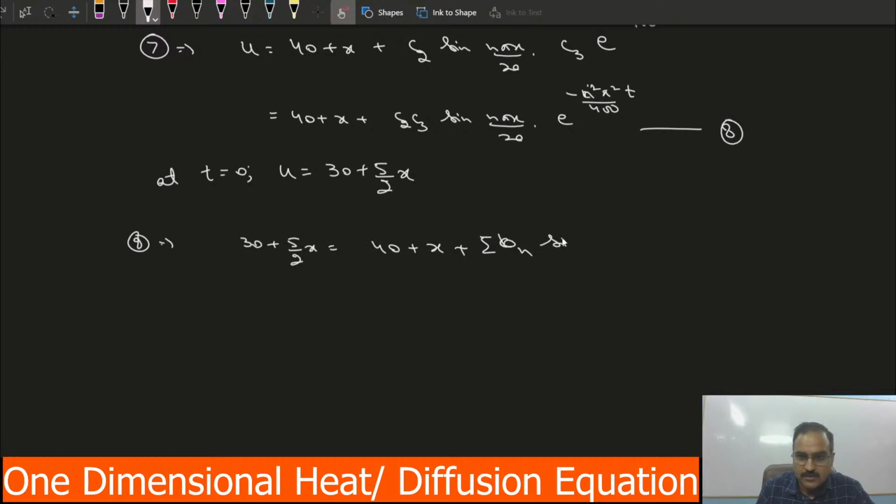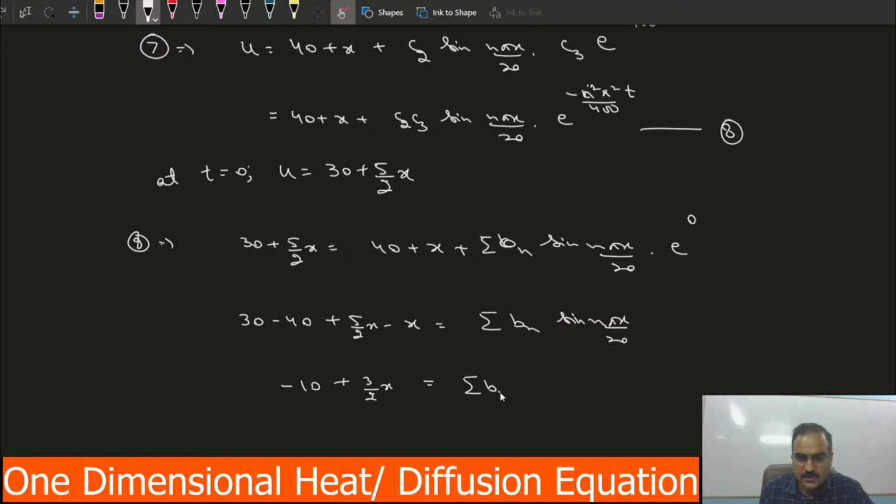Summation bn sine of n pi x by 20 into e raised to power 0. So I am taking all the terms on the other side. So 30 minus of 40 plus 5 by 2x minus of x is equal to summation bn sine of n pi x by 20. So 30 minus of 40 minus 10 plus 5 by 2 minus 1, so it will be 3 by 2 of x is equal to summation bn sine of n pi x by 20.